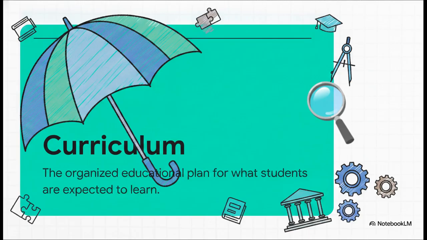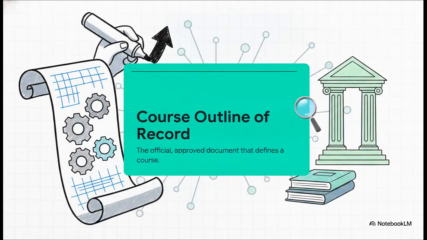And what's really important to take away from this is that curriculum doesn't just appear out of thin air. It is painstakingly developed and approved through an established faculty-led process. You and your peers, you are the architects. So let's zoom in and see how this builds into specific classes with our very first major acronym, the COR, or Course Outline of Record.